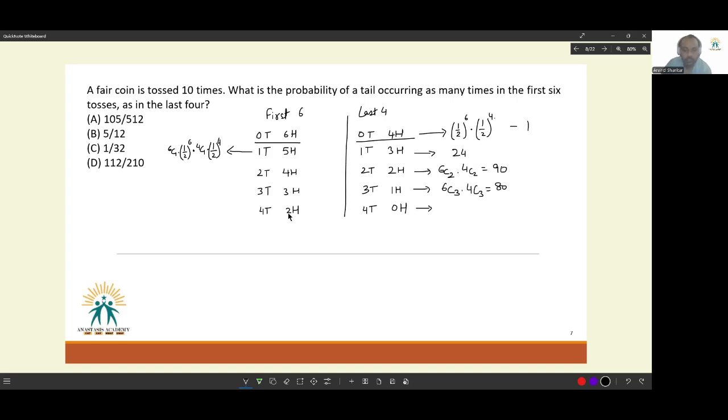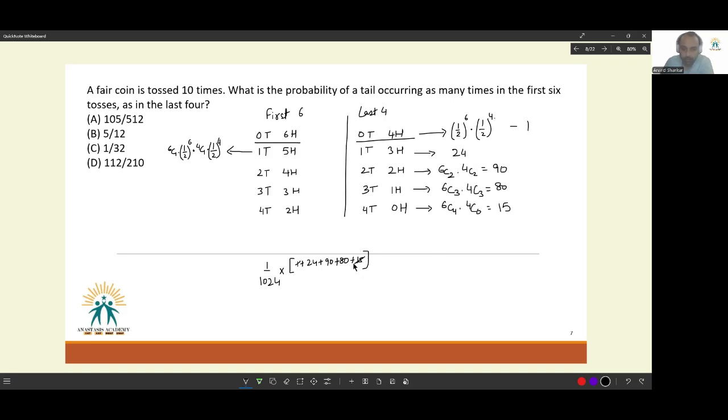And from here, 6C4 into 4C0. So 15 cases of this. These many cases are there. And all of that, their summation has to be multiplied by 1 by 2 raised to the power 10. For 1 by 2 raised to the power 10, I can directly write 1 by 1024 into sum of 1 plus 24 plus 90 plus 80 plus 15.